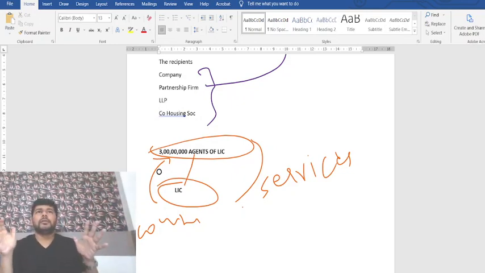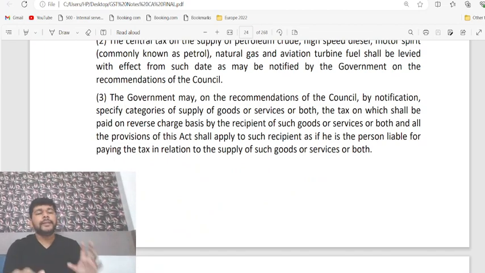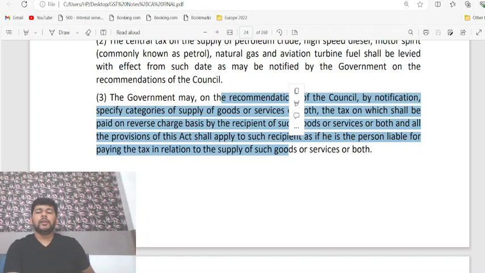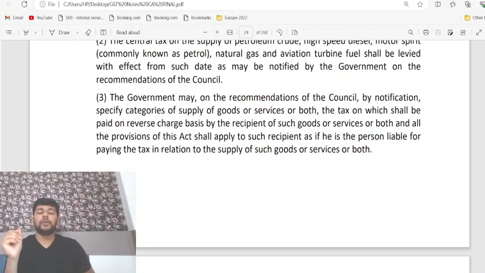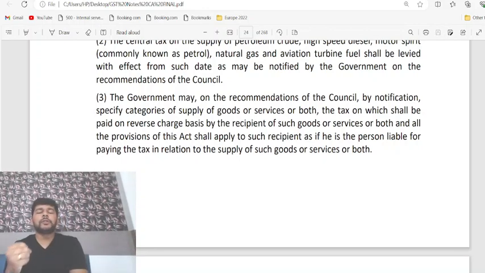So, friends, on a broader basis, try to understand that when we speak about the reverse charge mechanism, about this 9 subsection 3 in particular, the intent is that the government, on the recommendation of the council, by notification specifies the category of supply of goods or services or both, the tax on which shall be paid on the reverse charge basis by the recipient, and all the provisions of the Act shall apply to the recipient as if he is the person liable for paying the tax. So when in certain scenarios it is found necessary, the provisions of 9 subsection 3 are invoked, and those recipients of supplies will be liable to pay the tax under the reverse charge mechanism.